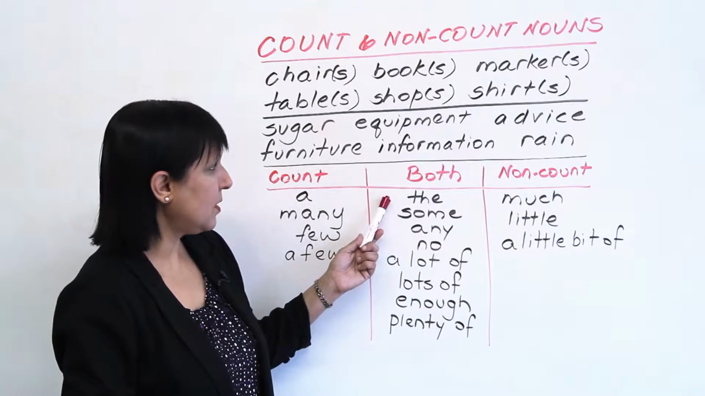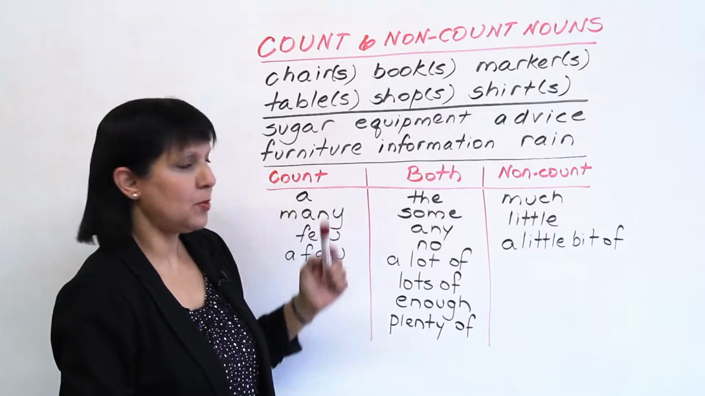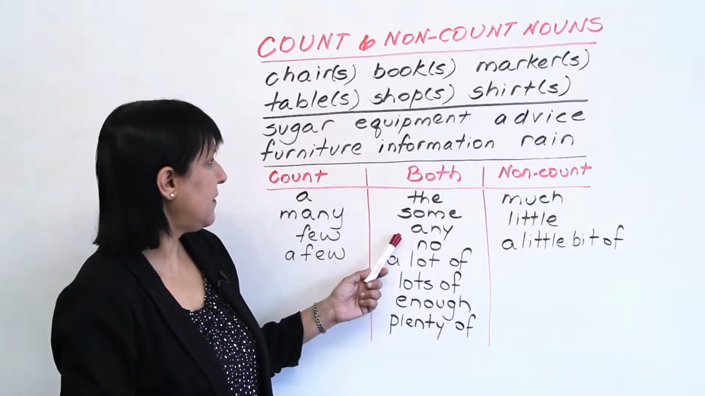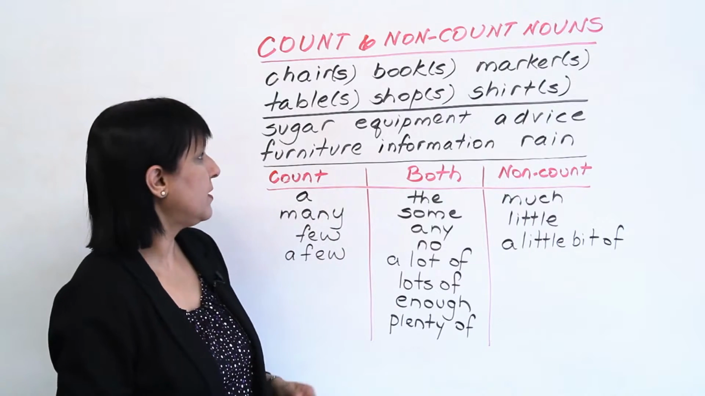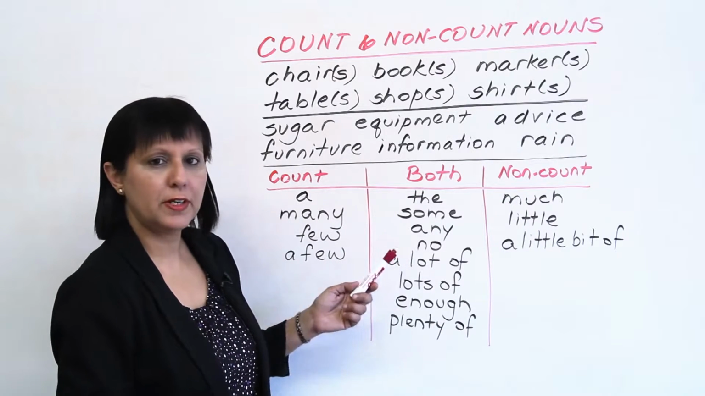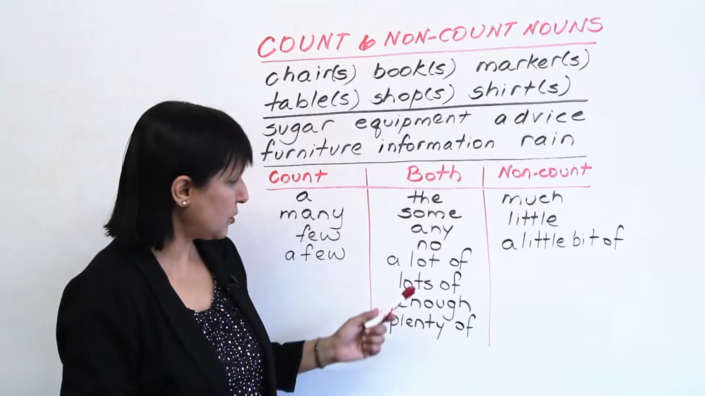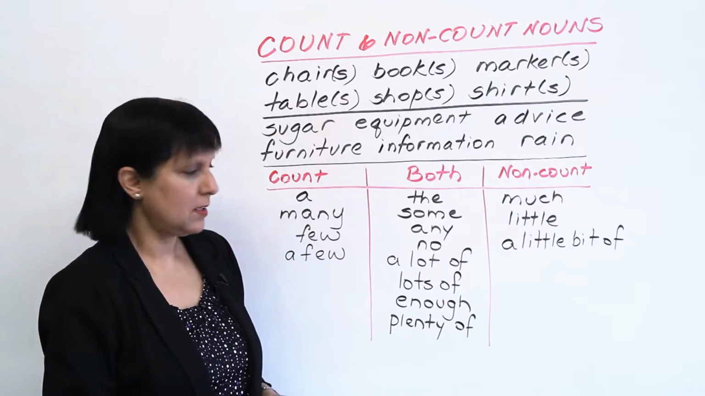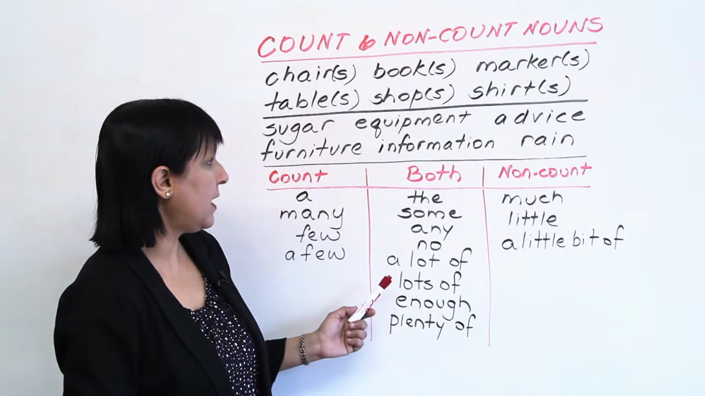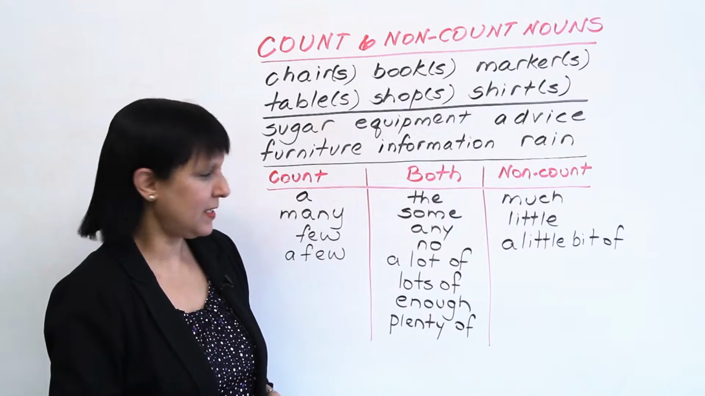We can say the information, the book, it works. Some equipment, some shirts, it works for both. I don't have any sugar in the house, or I don't have any tables. Okay? No, there is no equipment at the office. There are no books on the table. It works for both countable and non-countable. We can say, I have a lot of markers of different colors, or I have a lot of advice for you. Okay? Again, countable or uncountable.